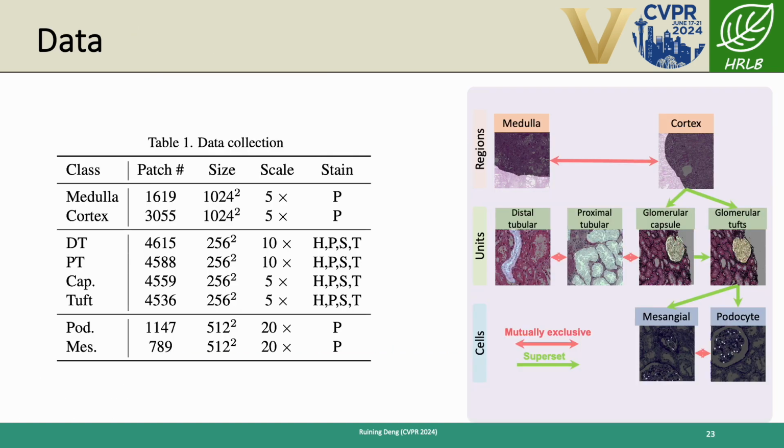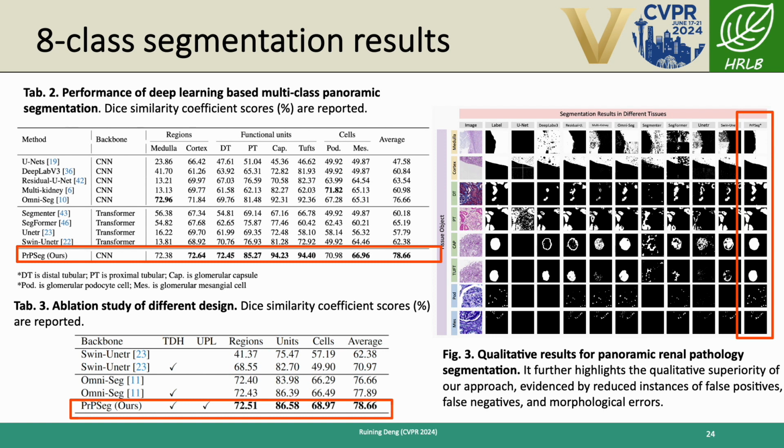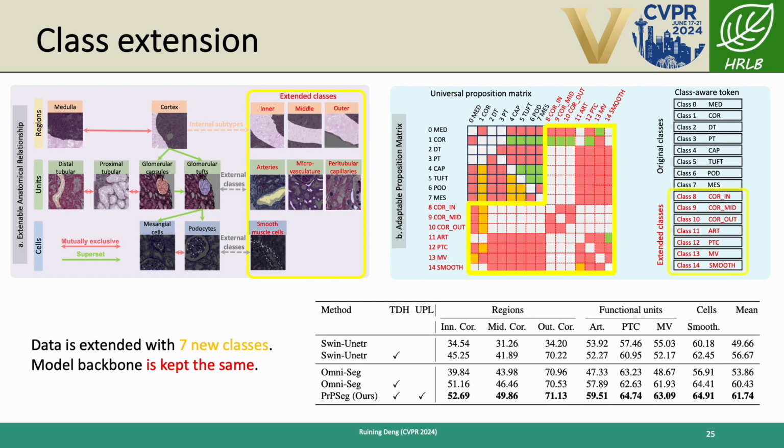We evaluate our methods with a dataset that includes 8 different objects across the region level, functional unit level, and the cells level in renal pathology. More details of the data collection can be found in the full text paper. Both quantitative results and qualitative results show that the proposed methods achieve better segmentation performance. We also evaluate the scenario when new classes are introduced. The proposed methods achieve better performance in all new classes, while the universal proposition matrix is easily adapted and the model backbone is kept the same.